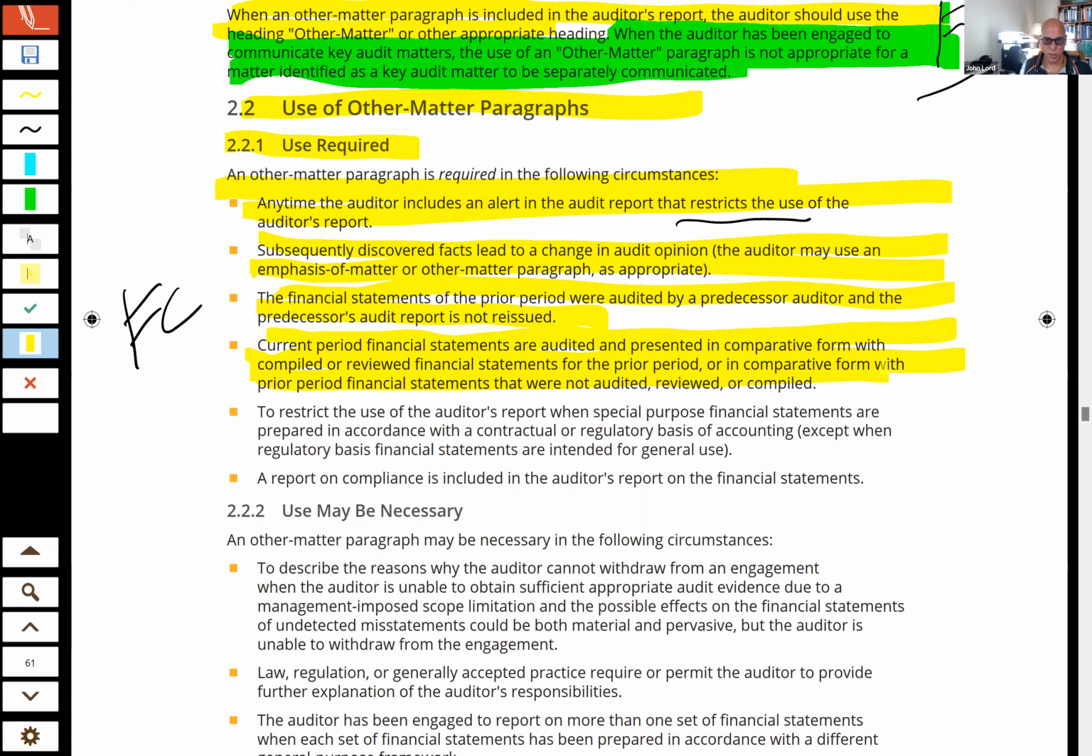In an example like this, when I write up an opinion, I have to include an other matters paragraph that tells you the previous year statements that you may be trying to compare to the audited statements have no assurance on them, and I would need to say that.